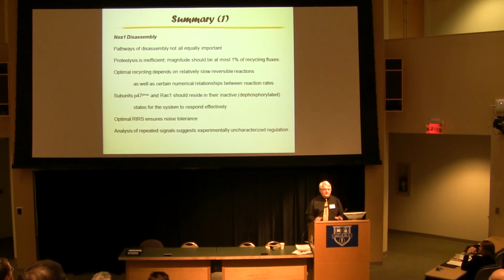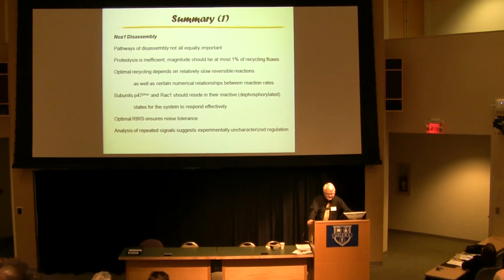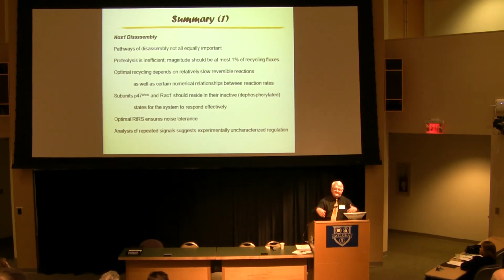In a way, that's a much stronger statement than if I say, here is the set of parameter values that fit the thing. The subunits P47 FOX and RAC1 should reside in their inactive dephosphorylated forms. And in fact, there are some papers, once you find something out, then you go to the literature and somebody says, yeah, these are in inactive form. Why is that? They should be ready to go. No, they shouldn't. They should be in inactive forms for a reason that I showed you. But there is some experimental evidence that that is true.